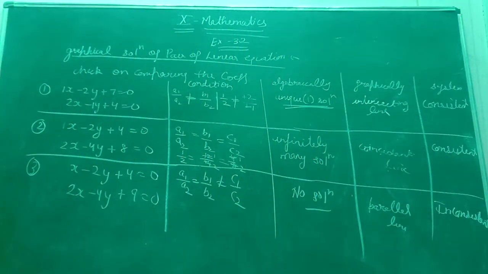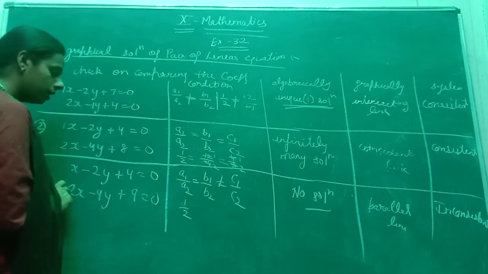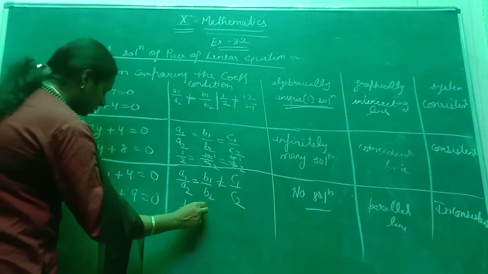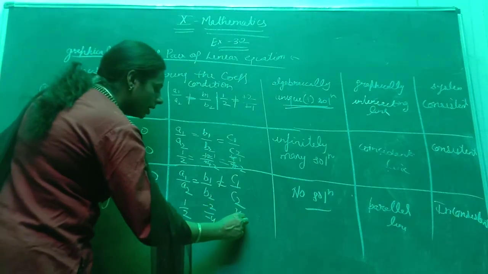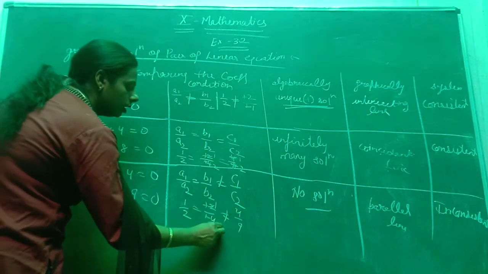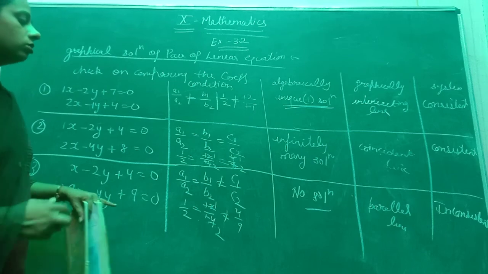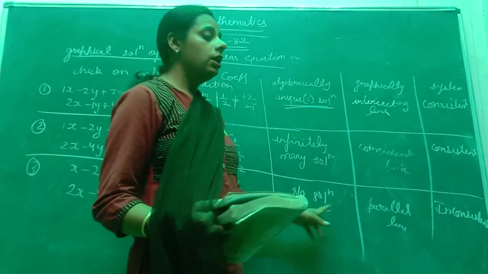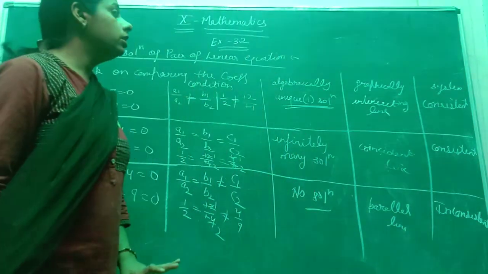Okay, in this case you can easily observe the value of A1 by A2. The ratio of A1 by A2 is 1 by 2. The ratio of B1 by B2 is minus 2 by minus 4, and the ratio of C1 by C2 is 4 by 9. These two are equal, but this one is not equal to 1 by 2. So you can say that this pair of linear equation has no solution. They should be parallel lines, and the system is inconsistent.